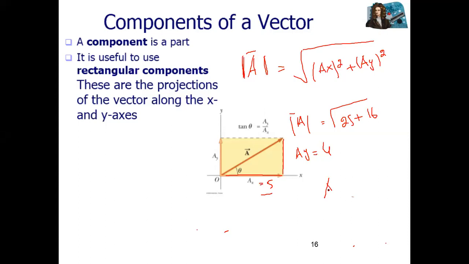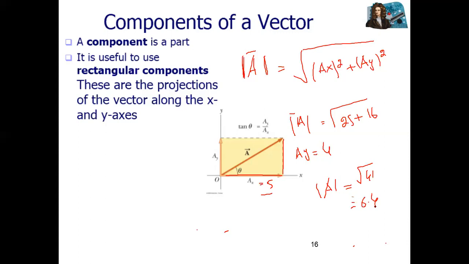So the magnitude of A, the length of the vector, is equal to what? It's the square root of 41. When you take the square root of 41, it will be 6.4. Great. So 6.4 is the length of the original vector. This is the main thing, how to find the magnitude.